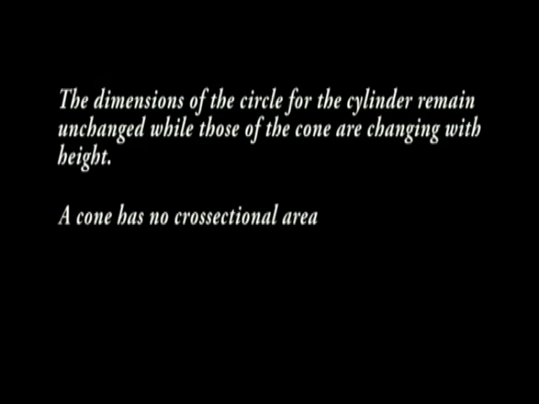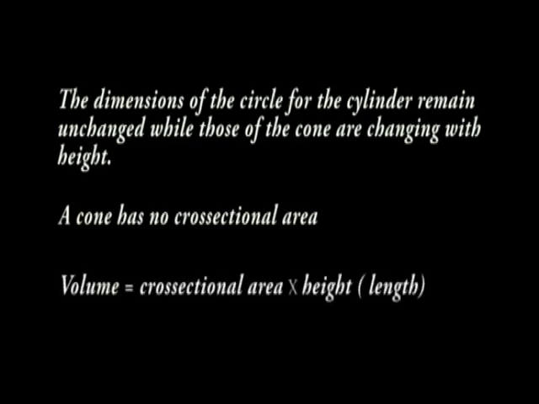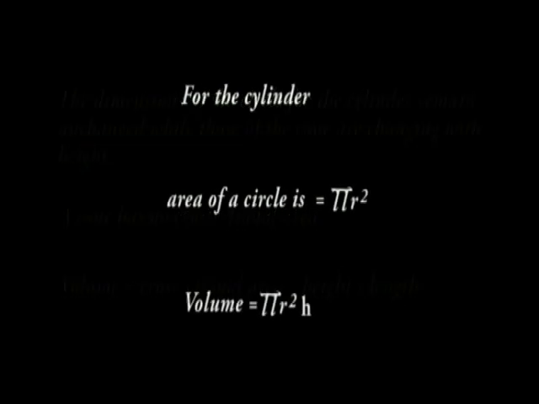To calculate the volume of an object with a cross-sectional area, we simply have volume is equal to cross-sectional area times length. For the cylinder, area of a circle is pi r squared. If we multiply with height, we have volume is pi r squared h.